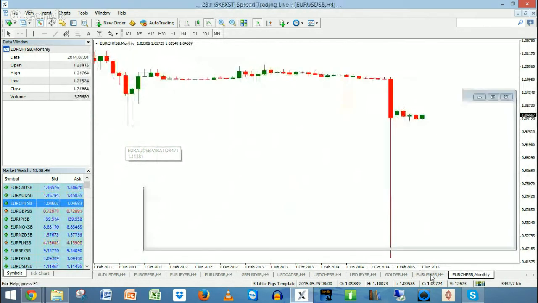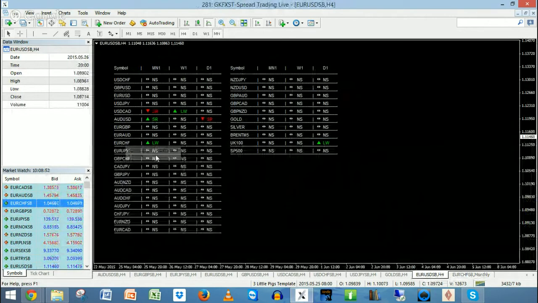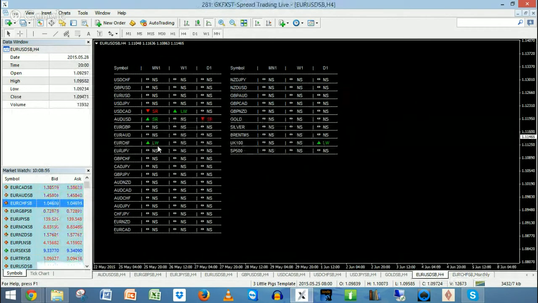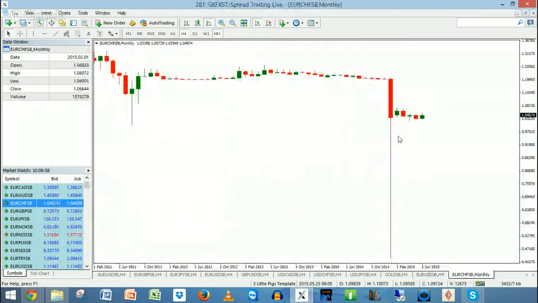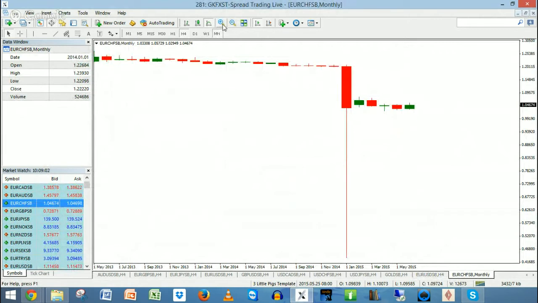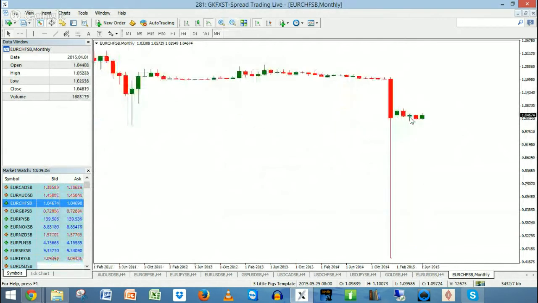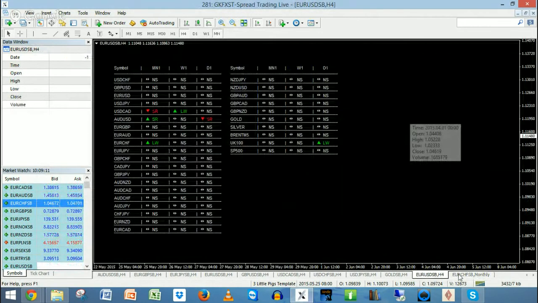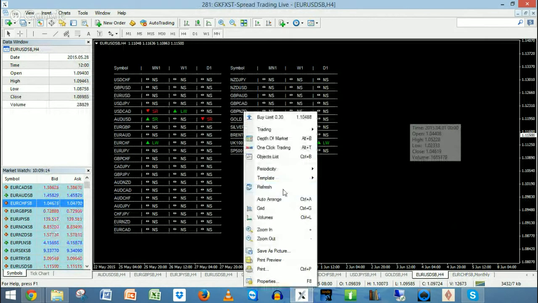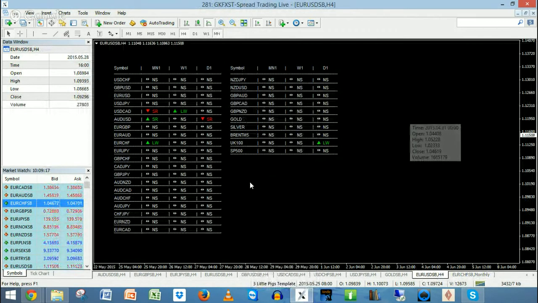And was it Euro Swiss on the monthly? No, it wasn't. What am I looking at? Euro Swiss on the monthly. This is the long wick, it looks like. I think it's referring to this previous month. I'm not sure, I would need to check that. But basically, it points out all of these reversals. Maybe I need a refresh. Not sure why that's showing. Need to look at that.